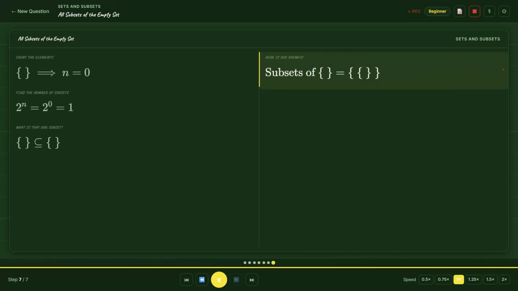Great job. The empty set has only one subset, and that subset is the empty set itself. We can write the answer as a set containing the empty set. You did it.